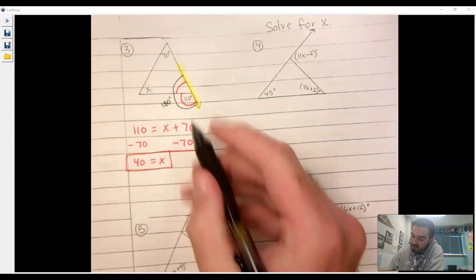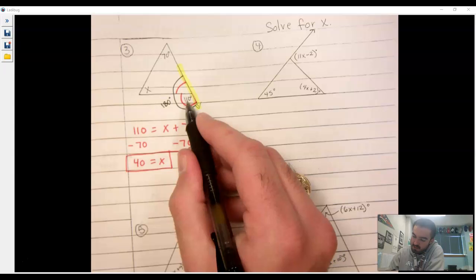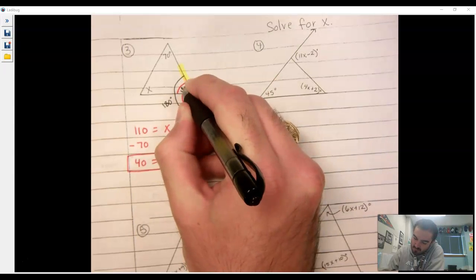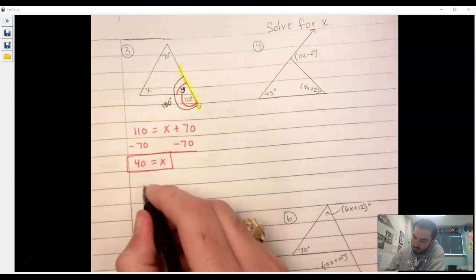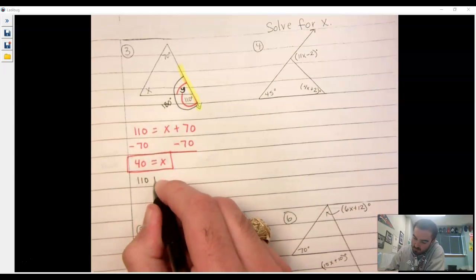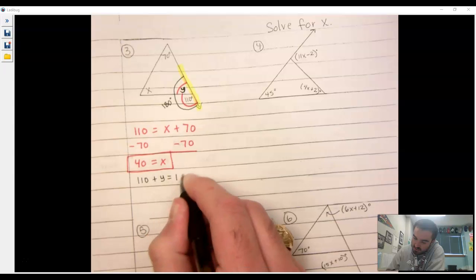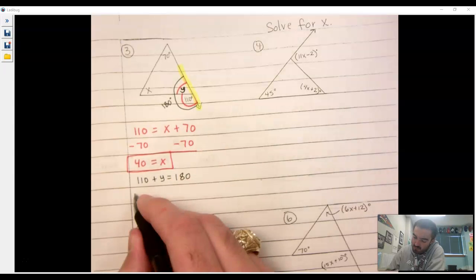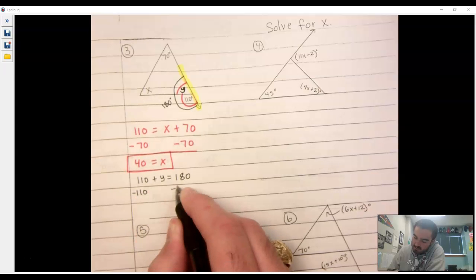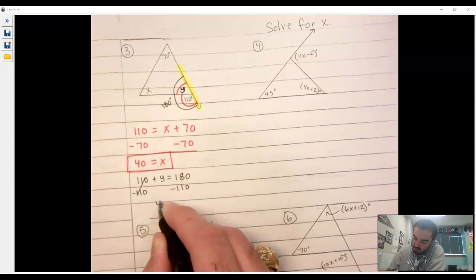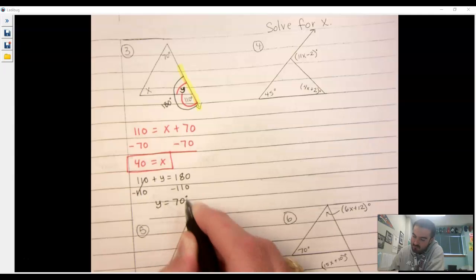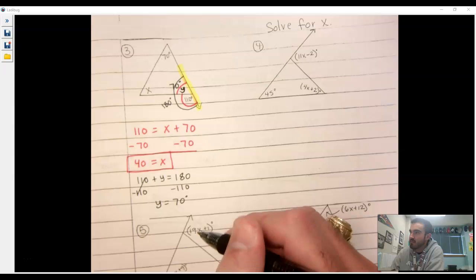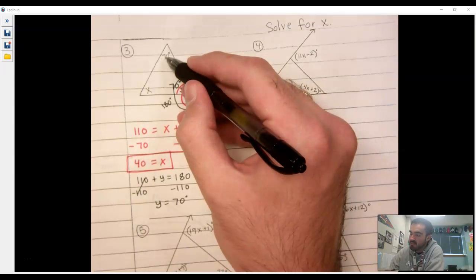Right? So that means that 110 plus, let's call this y, 110 plus y would equal 180 degrees. So to find that angle, we could subtract 110 on both sides. y would equal 70 degrees. Okay, so if we know that's 70 degrees, we know this is 70 degrees.